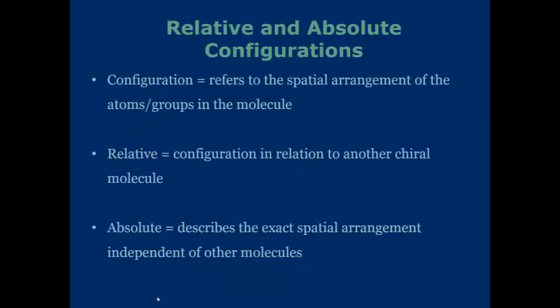Now that we've talked about types of isomers, let's go into some configurations. Starting off, what's a configuration? Configuration refers to the spatial arrangement of atoms or groups in the molecule. There are two types, relative and absolute. Relative configuration is in relation to another chiral molecule, so it's a comparison. Absolute, on the other hand, describes the exact spatial arrangement independent of other molecules, and there's different ways to do this.